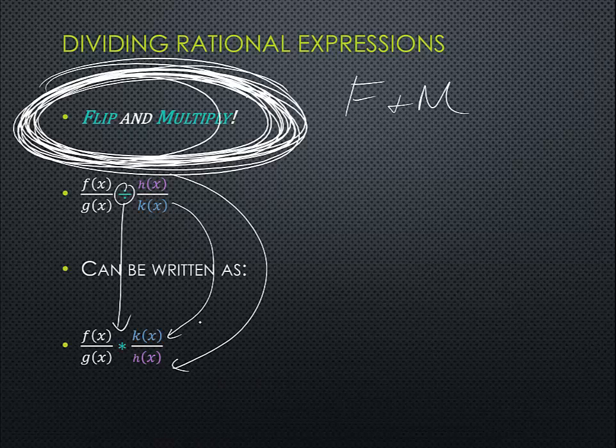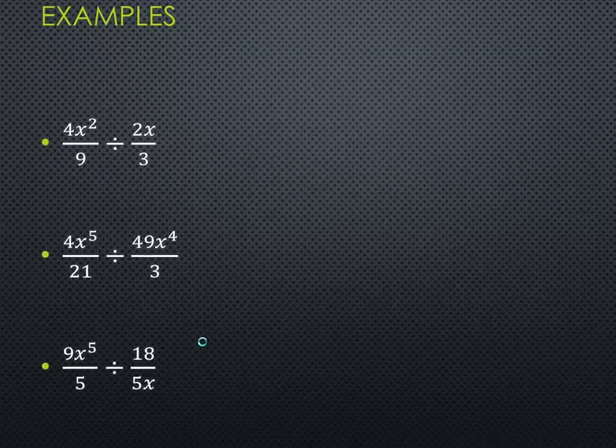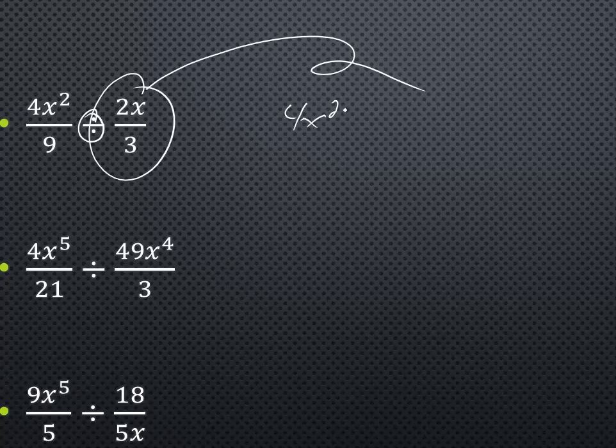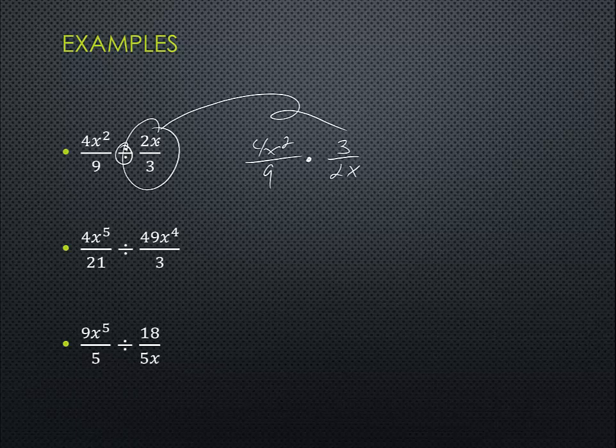So just flip sides. All right, so let's practice that. Examples. Okay, so we have 4x squared divided by 9 divided by 2x divided by 3. So we have a divide sign. So take this and flip it. So we'll have 4x squared divided by 9 times 3 over 2x. See how I did that? 2x is on bottom now and 3 is on top now.